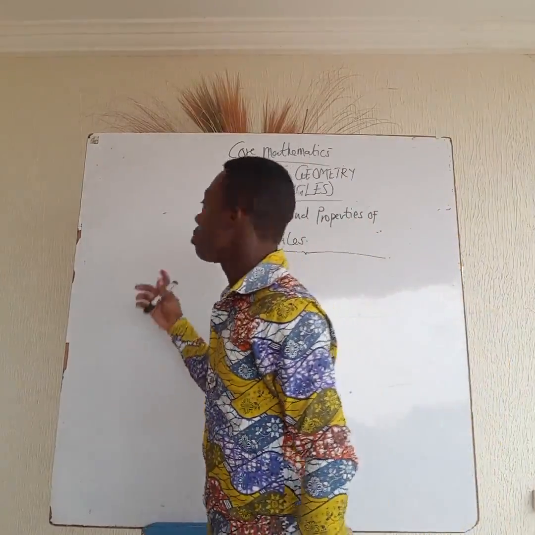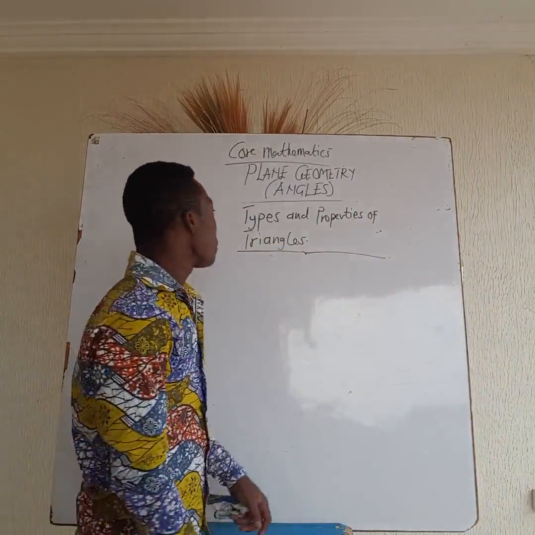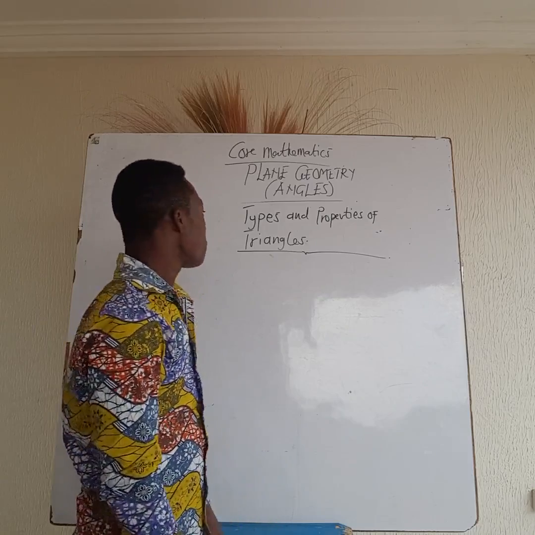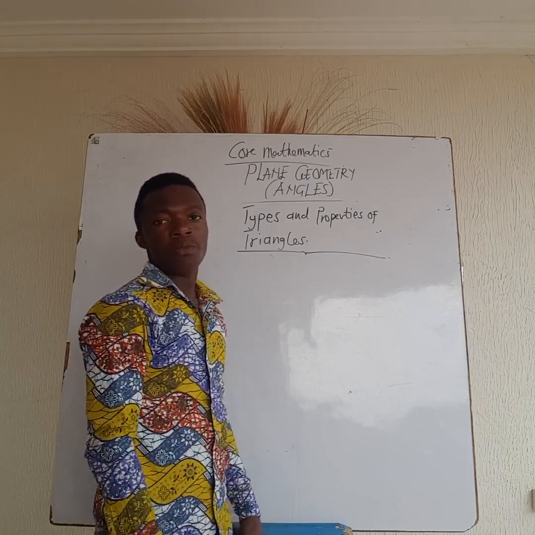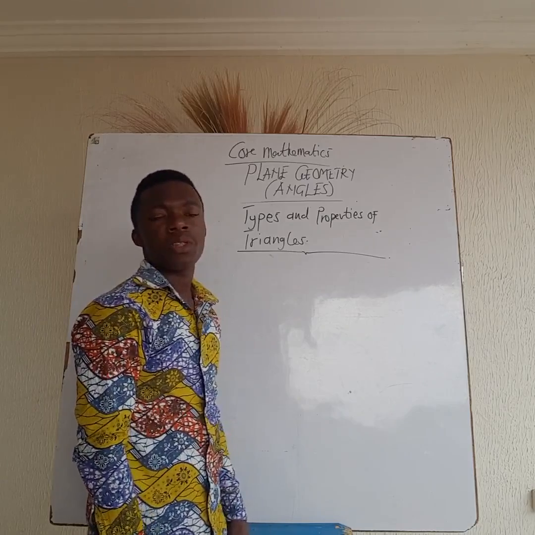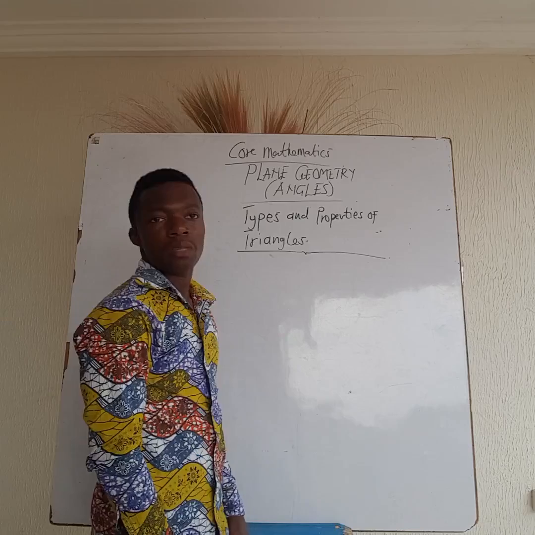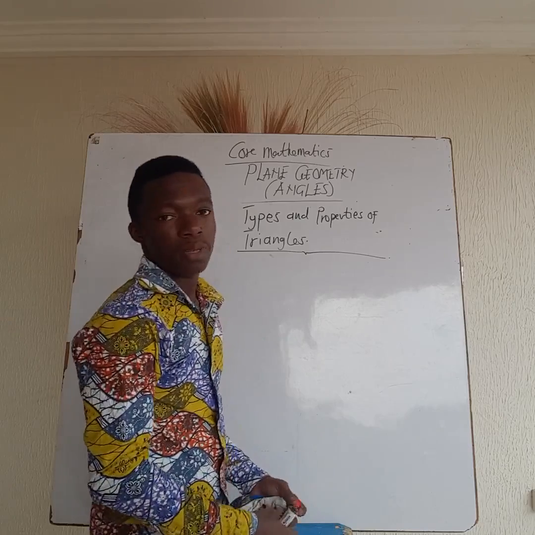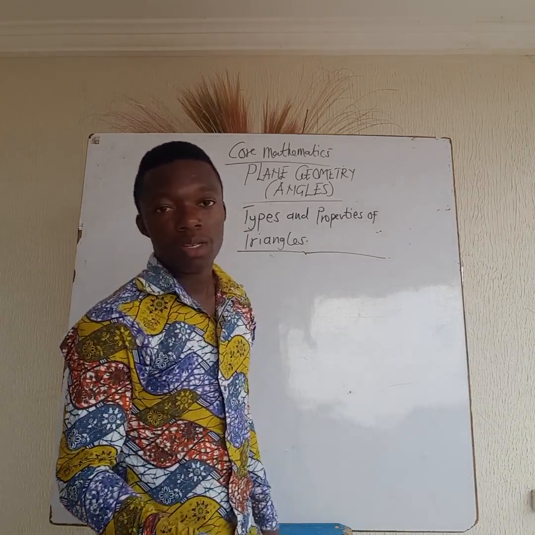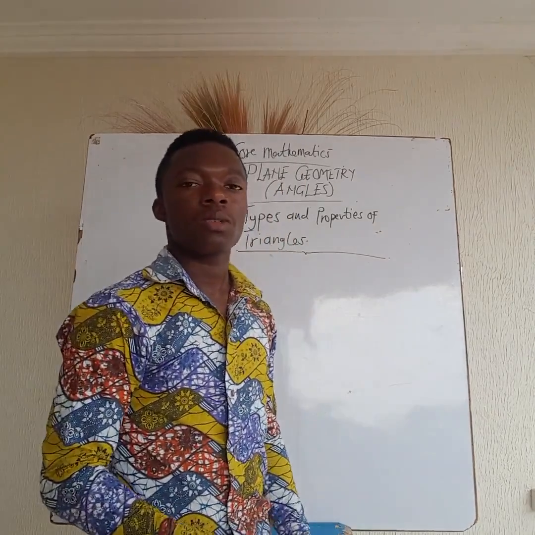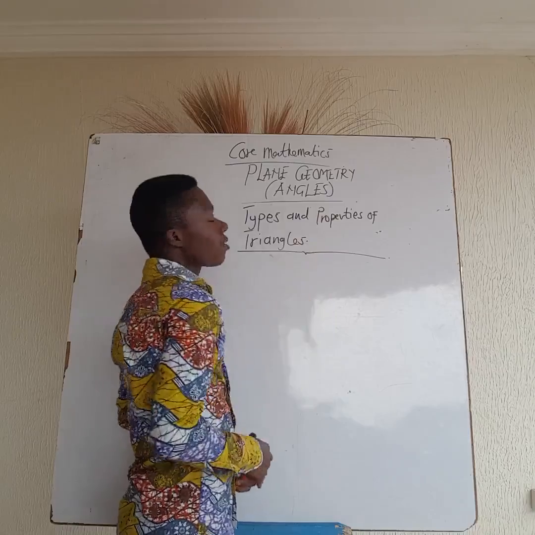So we take on the next section, which is types and properties of triangles, as we defined in our first video with the learning outcomes. We are just moving on. We are getting a little bit to the end of this section, then we discuss more questions. So types and properties of a triangle.